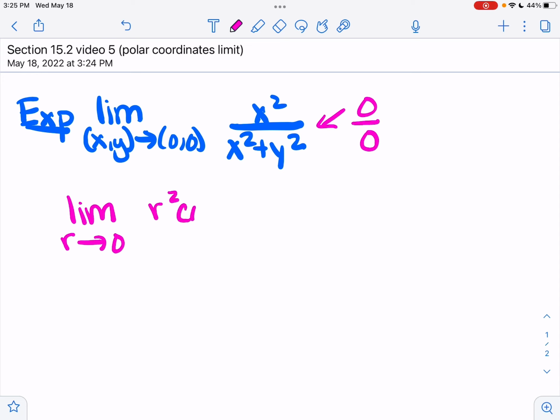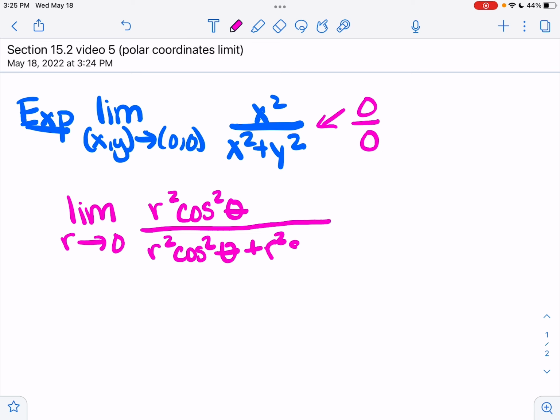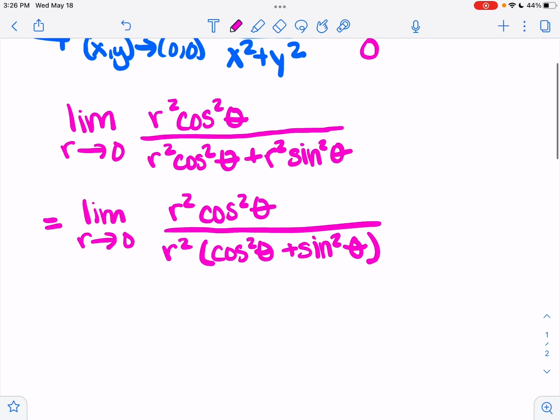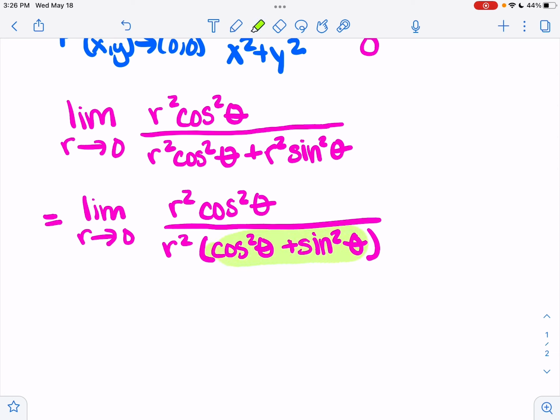X is r cosine theta, so we have x squared, r squared cosine squared theta, in the numerator, and r squared cosine squared theta plus r squared sine squared theta in the denominator, replacing x and y with their polar coordinates. That's the limit as r goes to 0 of r squared cosine squared theta over r squared. I can factor the r squared out of those two terms, and I'm left with cosine squared theta plus sine squared theta. Now, cosine squared theta plus sine squared theta is a very well-known trig identity. That quantity is equal to 1.